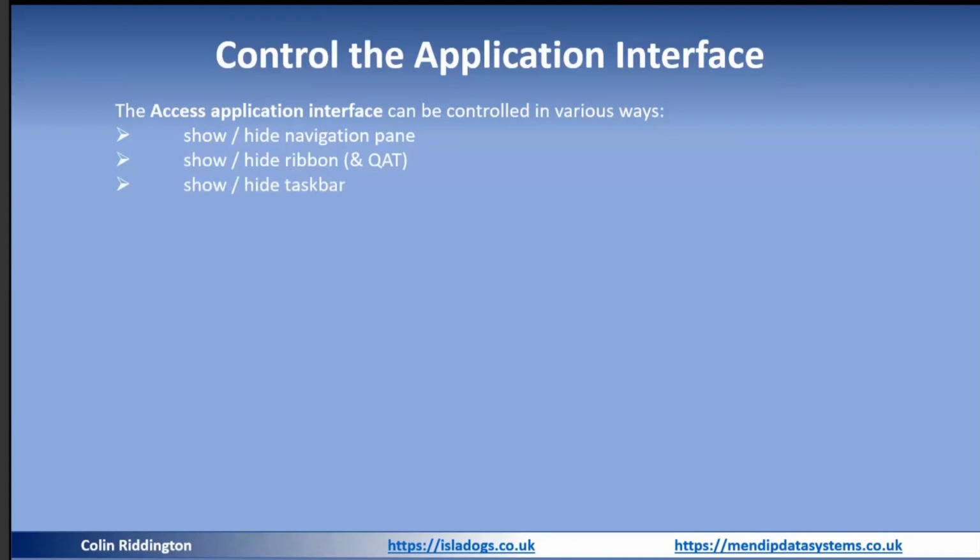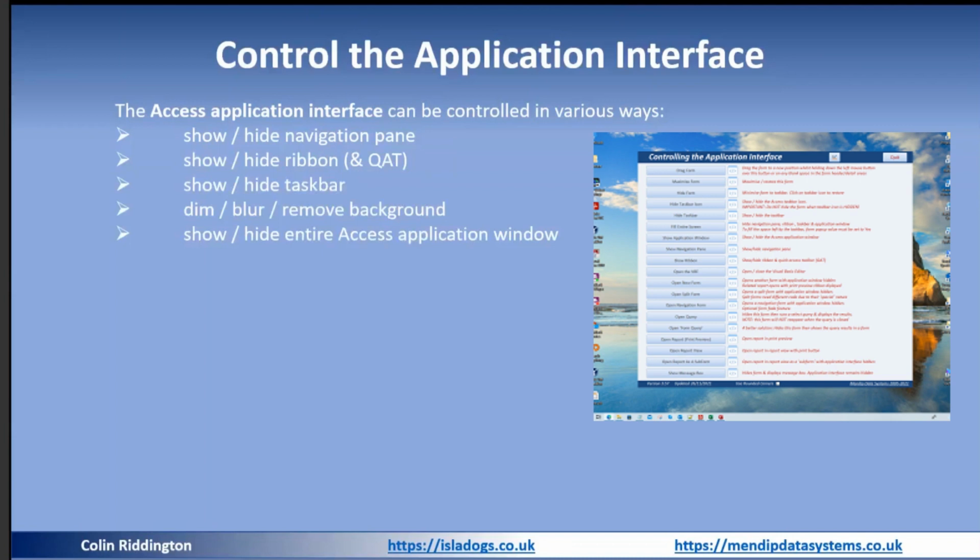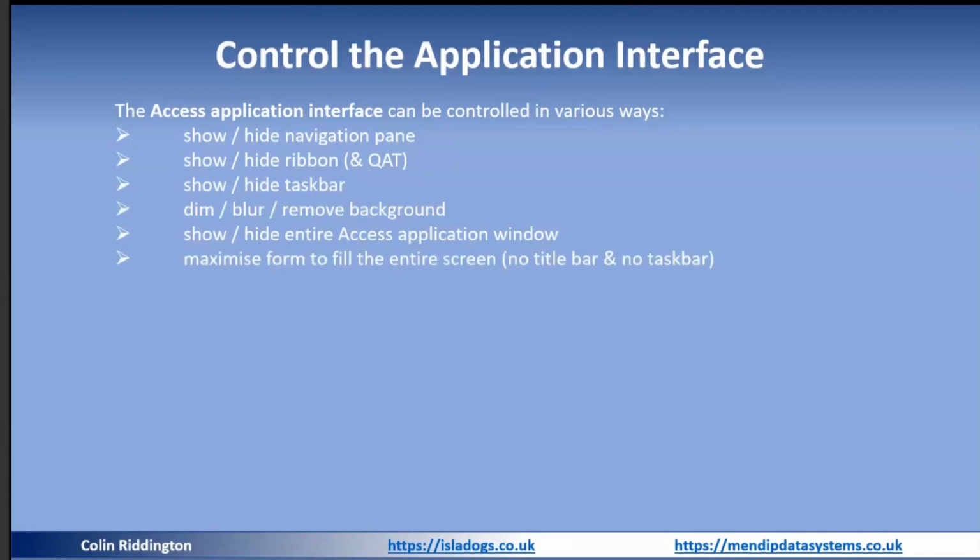You can show and hide the taskbar. That's less commonly done, I think, and probably less commonly known how it is done. Various things you can do with the background. You can dim it, you can blur it, you can remove it completely. And most importantly, and this is where I'm focusing today, you can show or hide the entire application window.